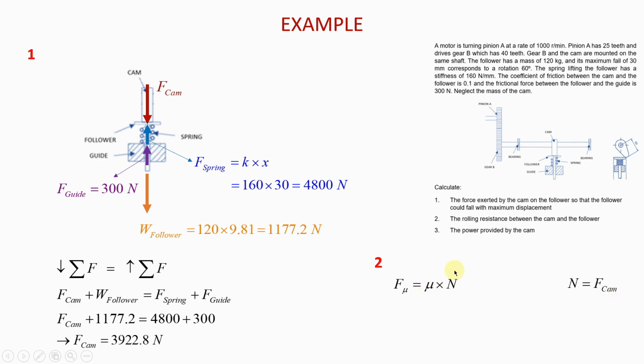Now to find the rolling resistance, which, as I said, is the friction force between the cam and the follower, you will just use this equation, knowing that the normal force acting on the follower from the cam is just the force exerted by the cam. The force exerted by the cam is the normal force. So plugging in the numbers into this equation, we know that the coefficient of friction is 0.1. What you get is this: the friction force or the rolling resistance between the cam and the follower will be 392.28 newtons.